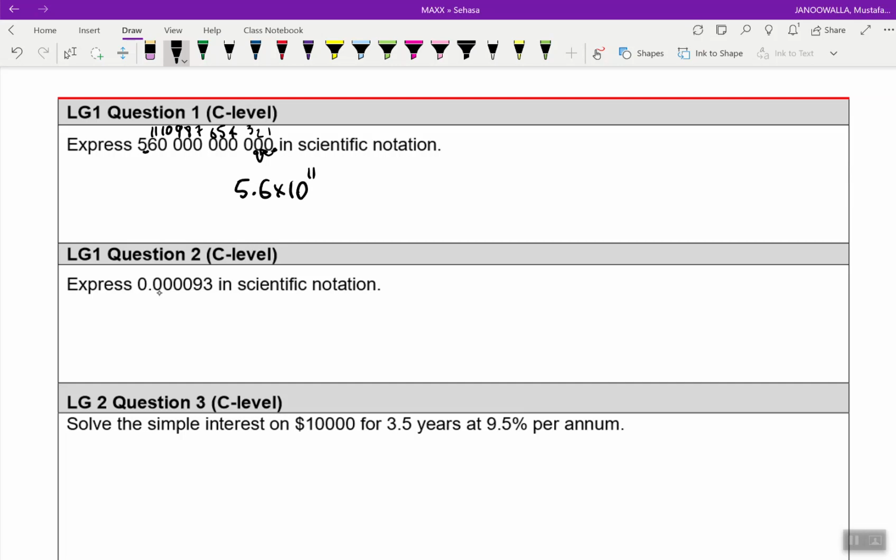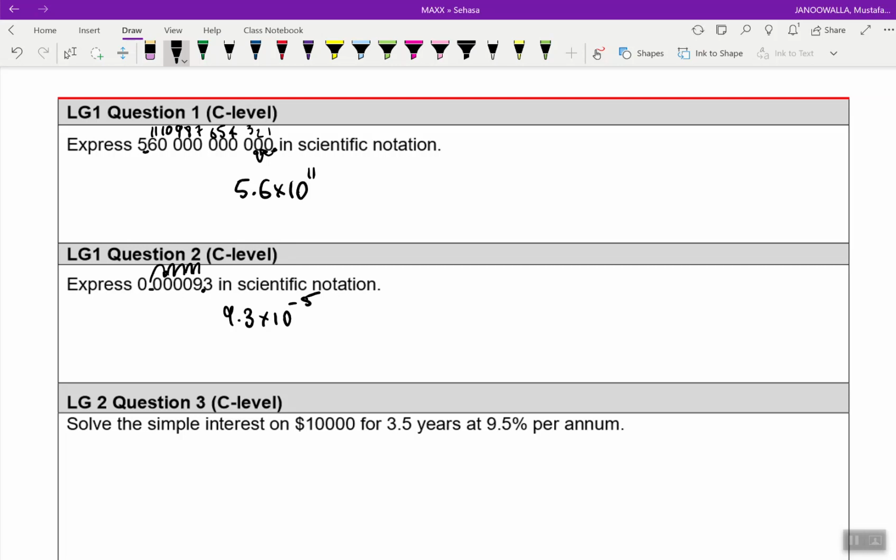For small numbers, similar way, we want this decimal point to move there. So we'll count 1, 2, 3, 4, 5, 6. Actually, we want it to go not all the way there, but next to the 9. So we've got 1, 2, 3, 4, 5. So 9.3 times 10 to the power of negative 5.